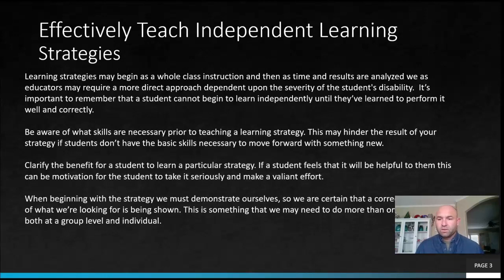We can begin teaching independent strategies as a large group because we're not teaching the individual. We're just teaching how to learn the individual strategy. So we can teach that as a whole. And then if need be, it can be reinforced on an individual basis. It may be necessary to give individual instruction when teaching the strategies.